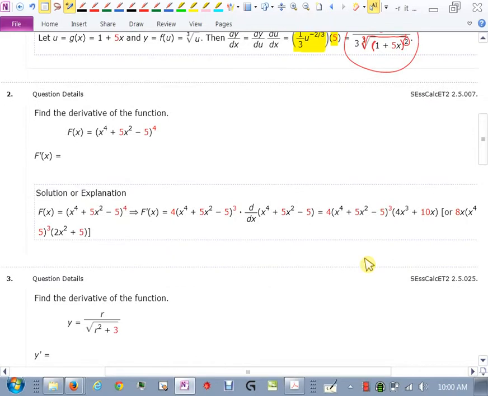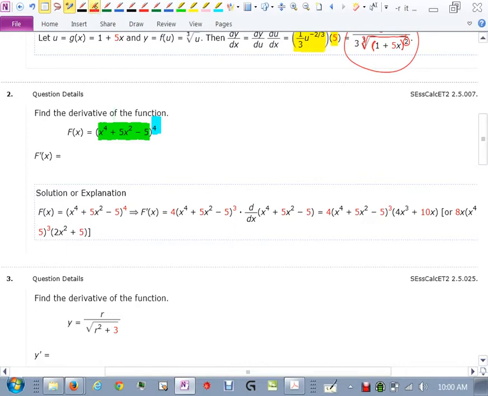Okay, let's take a look at this function here. Capital F of x is equal to that quantity to the 4th power. So again, what we want to realize is that we have an outer function. The outer function here is the last thing happening, which is that whole thing's being raised to the 4th power. The inner function is everything inside of it, and that's just a polynomial. I can take the derivative of that, no problem.